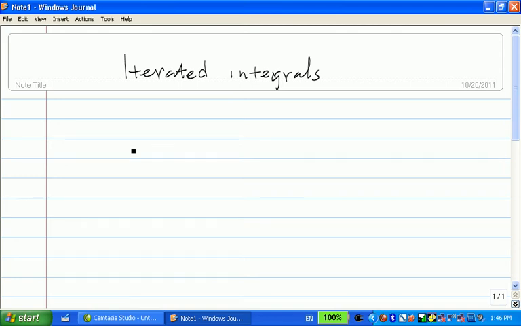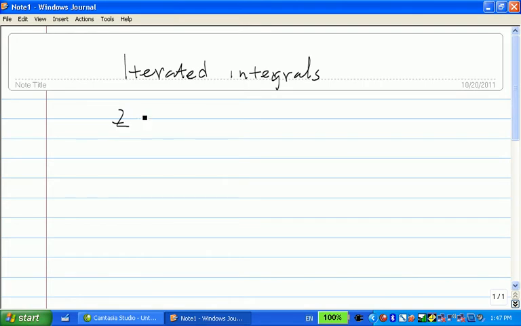This section is iterated integral. The purpose of this section is to calculate double integral over rectangular domain. So first of all, let's review what is a double integral.